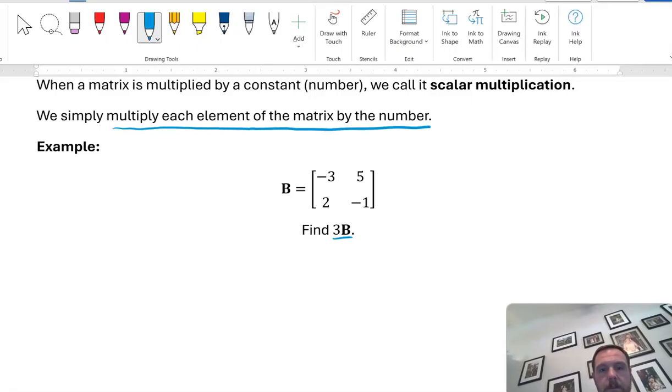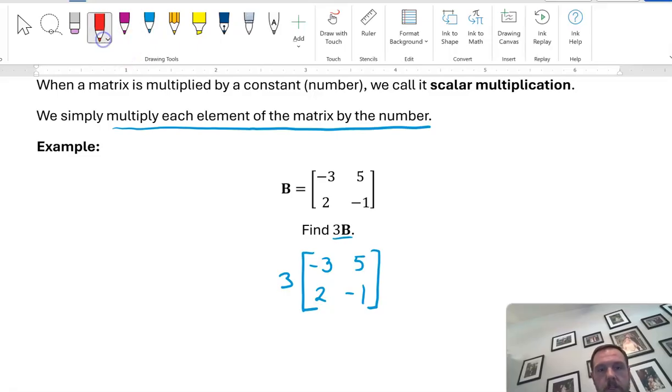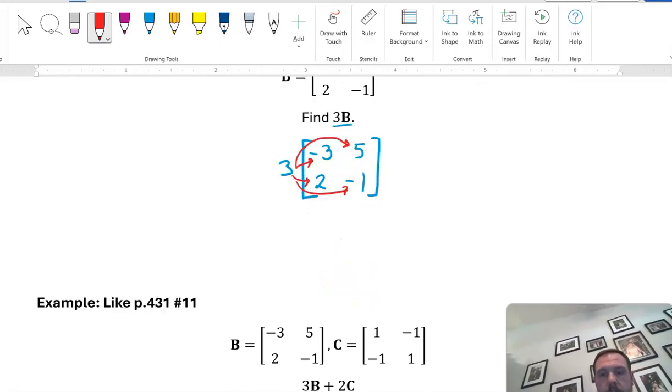So I'll write it this way: 3 times negative 3, 5, 2, and negative 1. It's kind of like just distributing, really. I'm just going to take 3 times the negative 3, times the 5, times the 2, times the negative 1. So again, this is pretty easy.